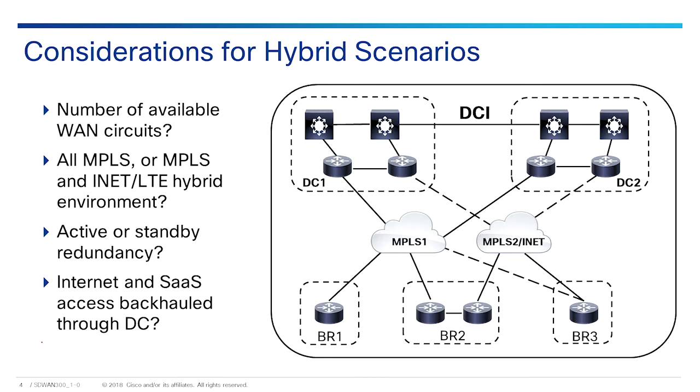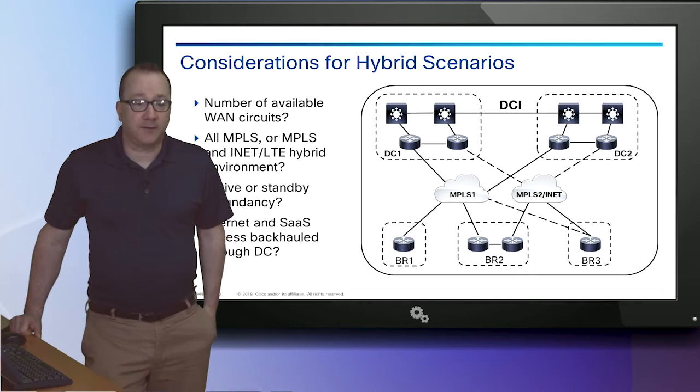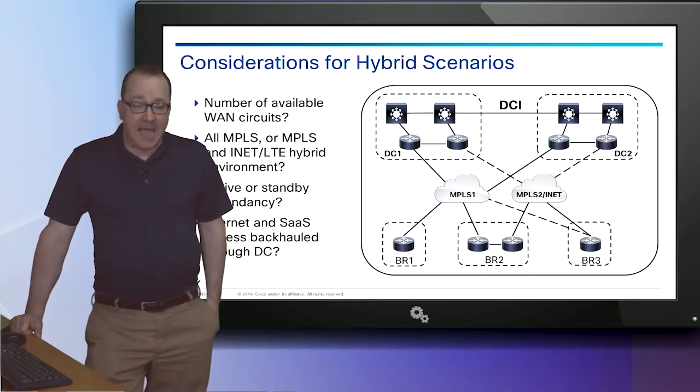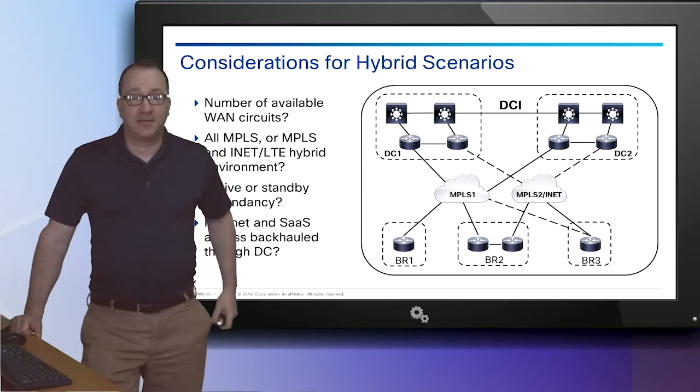On the LAN side, you must consider active and standby redundancy requirements before deployment. You must also consider internet access. In some scenarios, internet access goes through the data center. In other scenarios, direct internet access per site or per region is required. And internet access requirements also have an important impact on how to deploy pure or hybrid SD-WAN solutions.